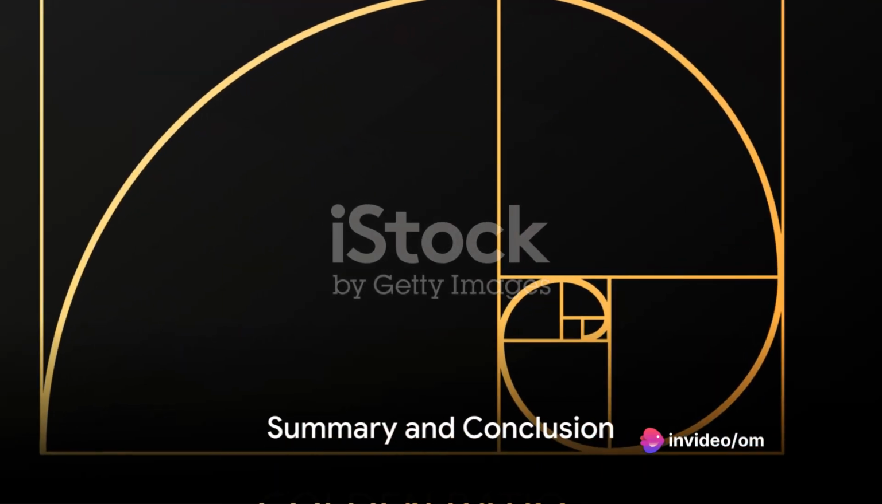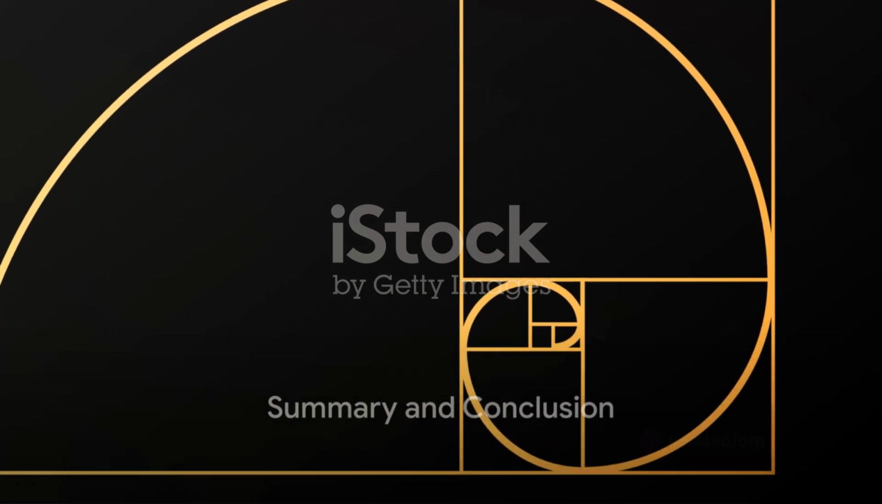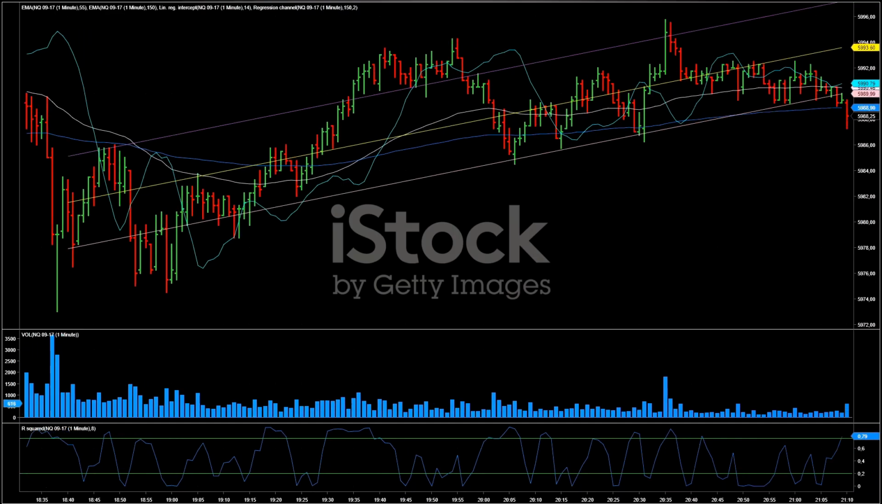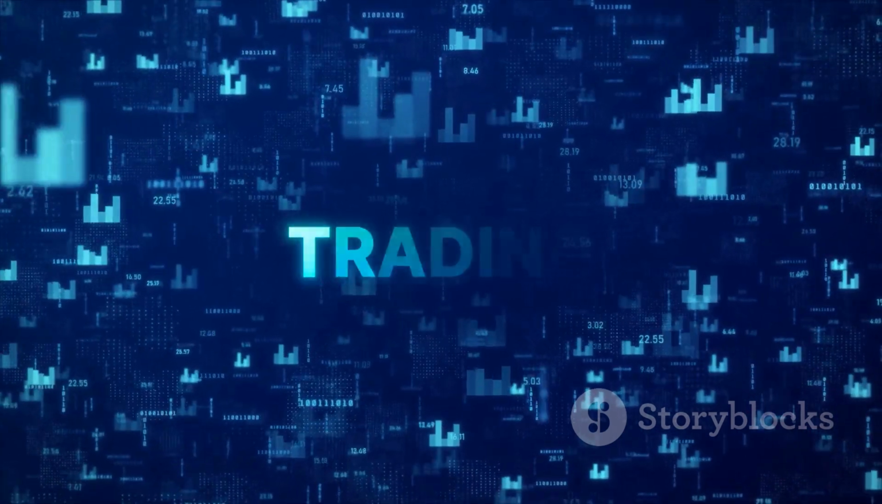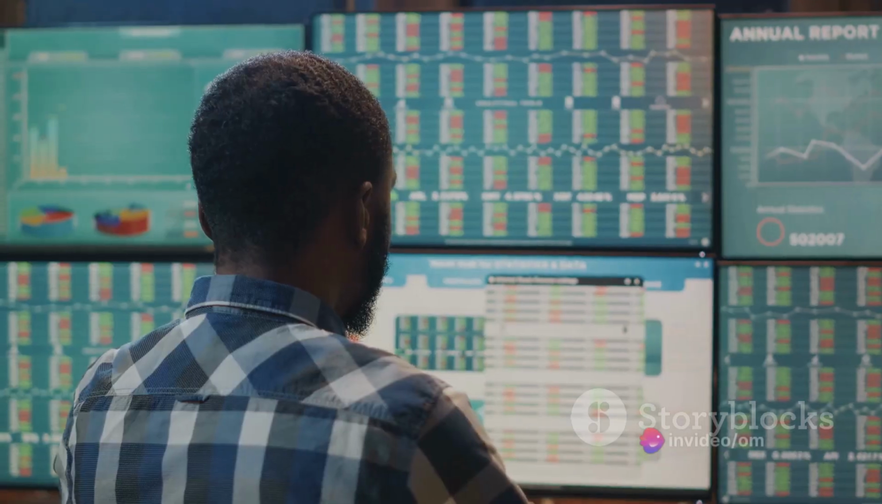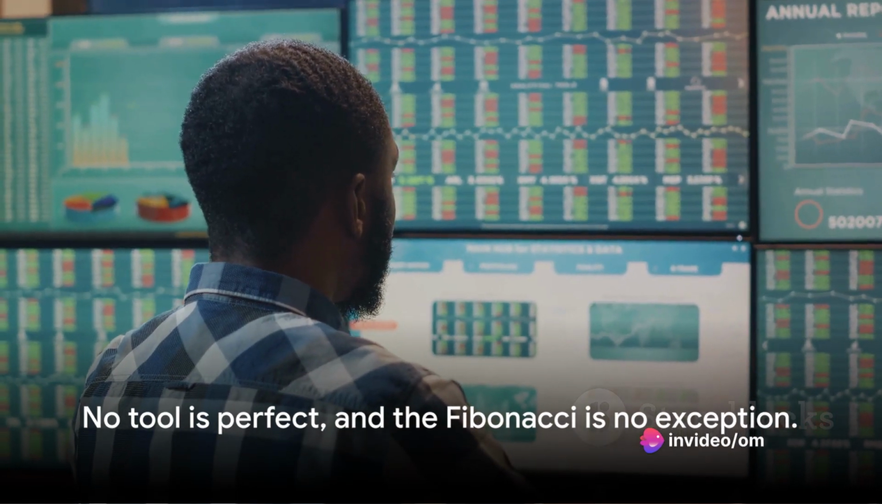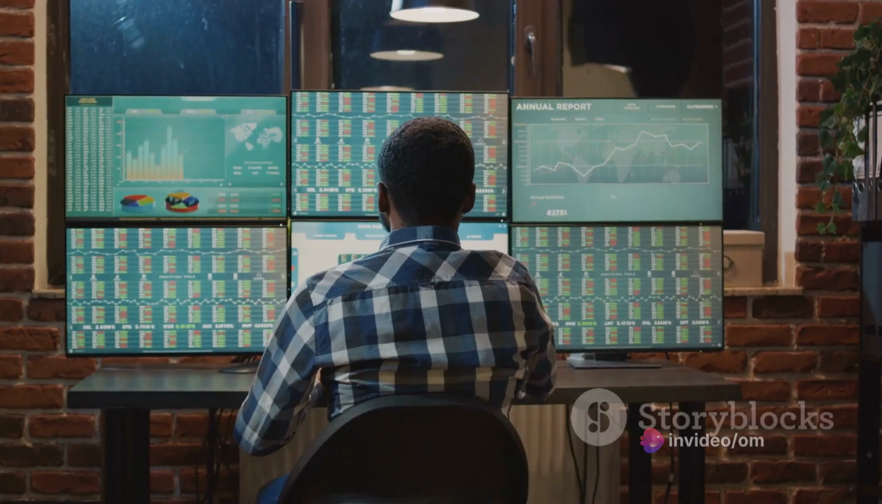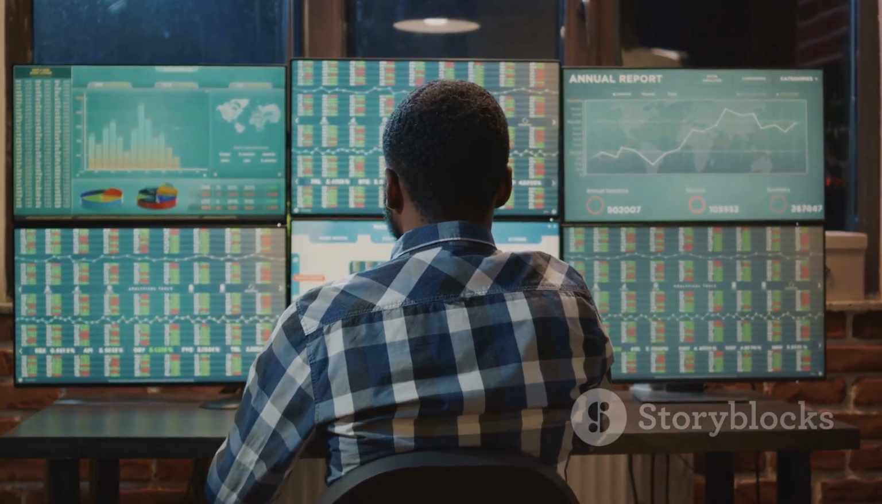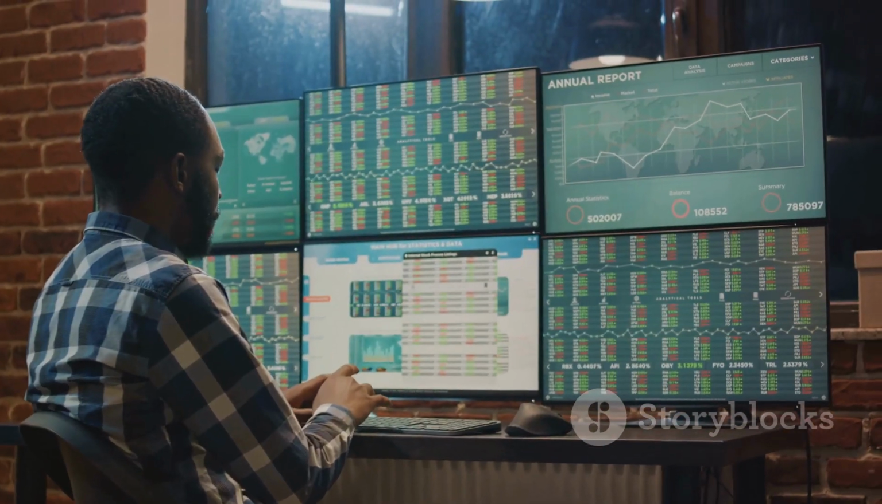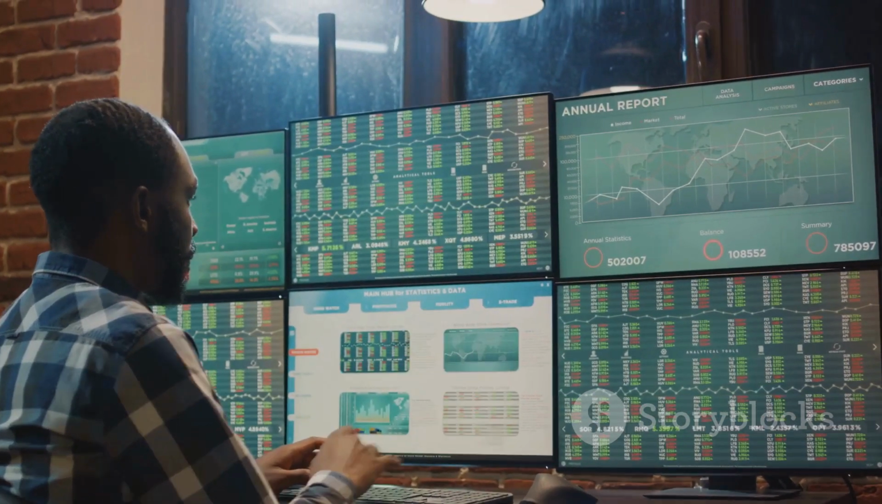In summary, the Fibonacci tool is a powerful ally in the world of trading. It provides key levels of support and resistance, helps to validate or invalidate potential trades, and offers guidance for long and short positions. Remember, no tool is perfect, and the Fibonacci is no exception. It should always be used in conjunction with other tools and analysis, but when used correctly, it can give you a significant edge in the markets.